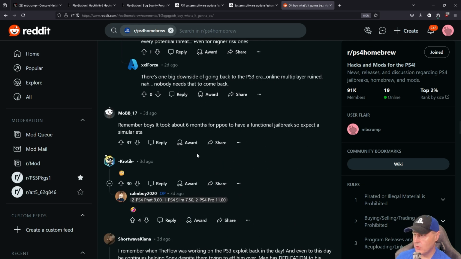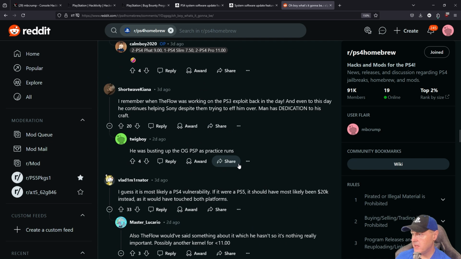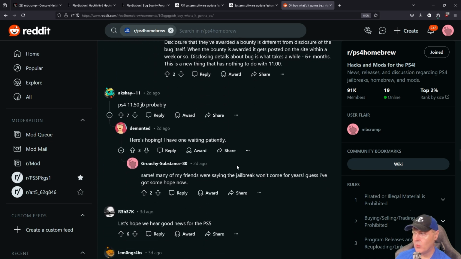Now, if we scroll down a little bit, there was this interesting piece, and it was, remember, it took about 6 months for it to have a functional jailbreak. So expect a similar ETA. And yeah, that's about right. From the time of disclosure until the time that we all get it, you are going to be waiting a little while, so I would keep that in mind. And the rest of this is basically just talking about what versions they think it is. Again, this one right here, PS4 11.50, jailbreak probably. And this is what I agree with.